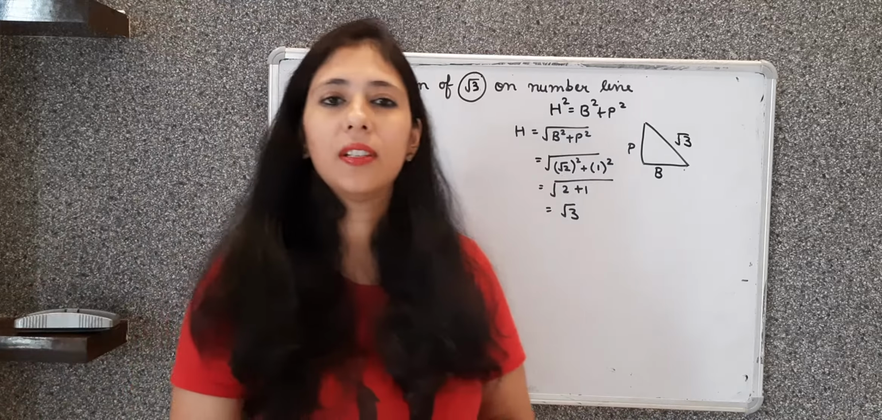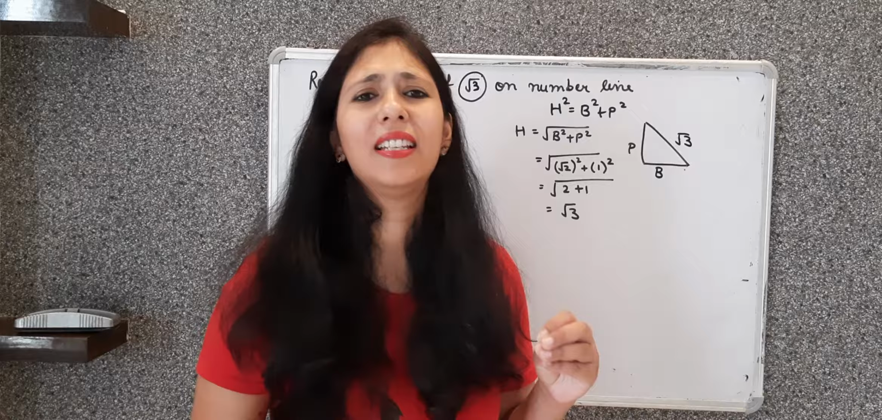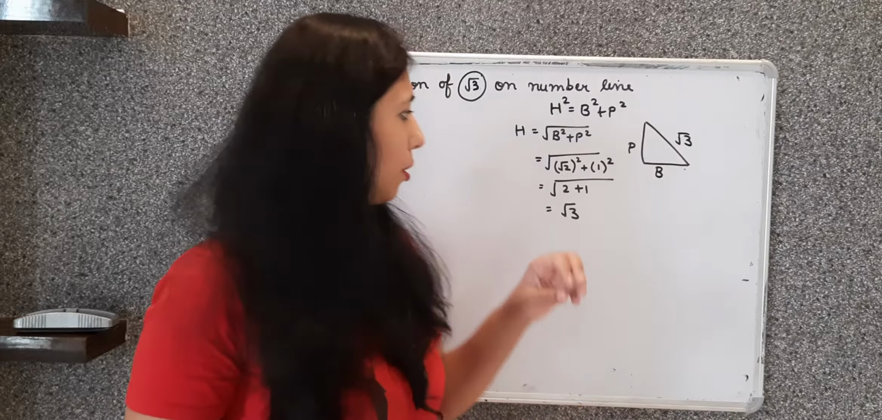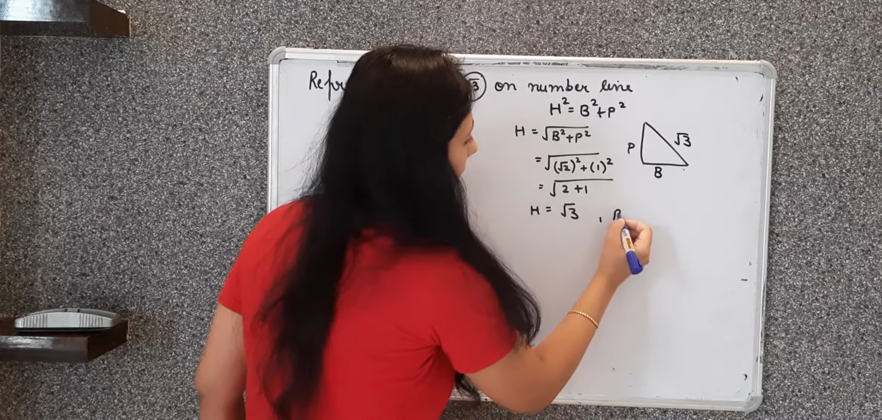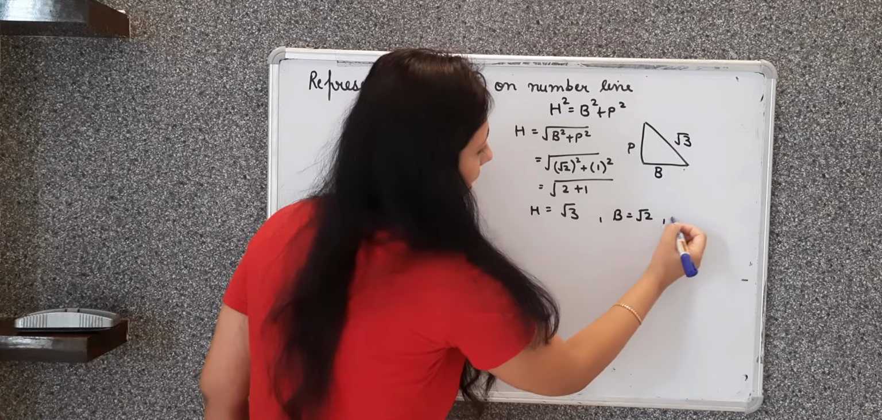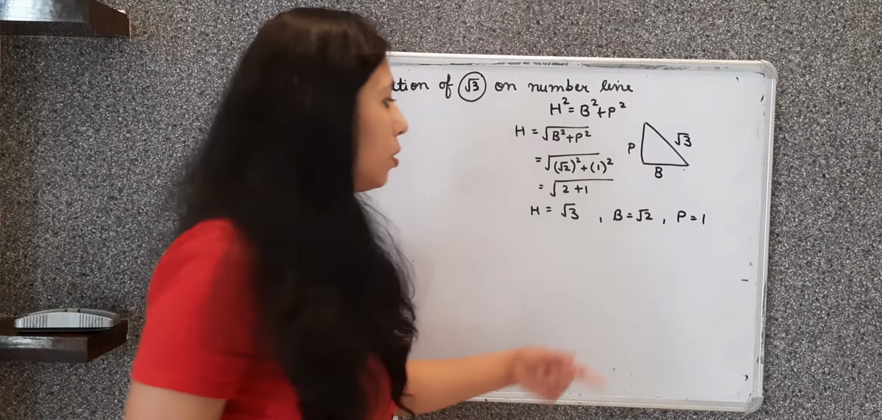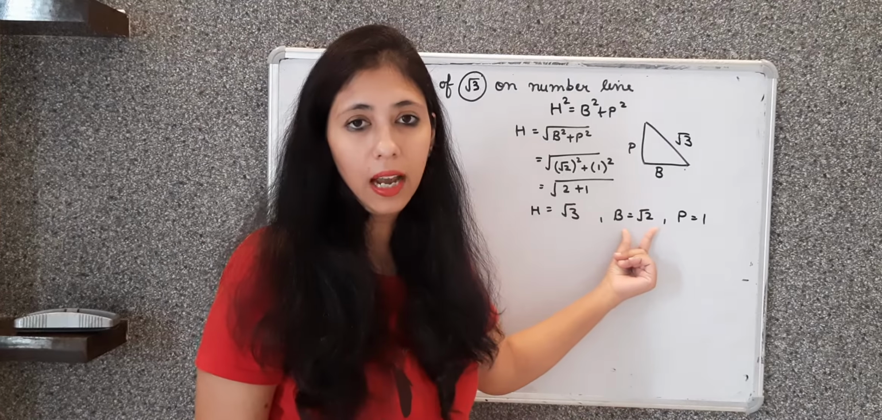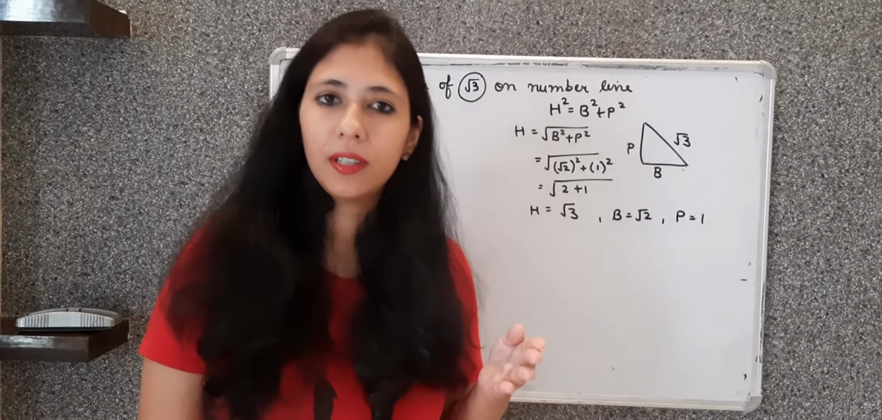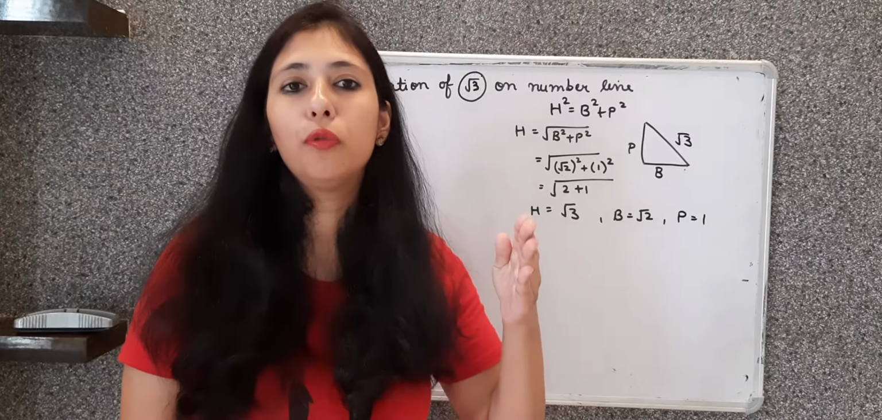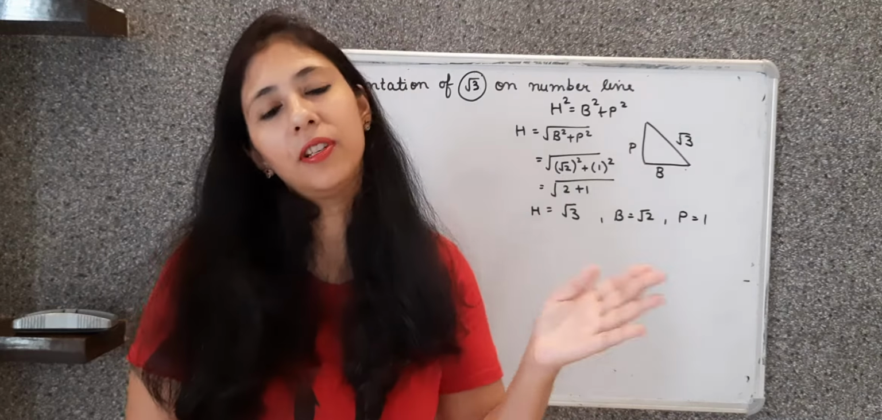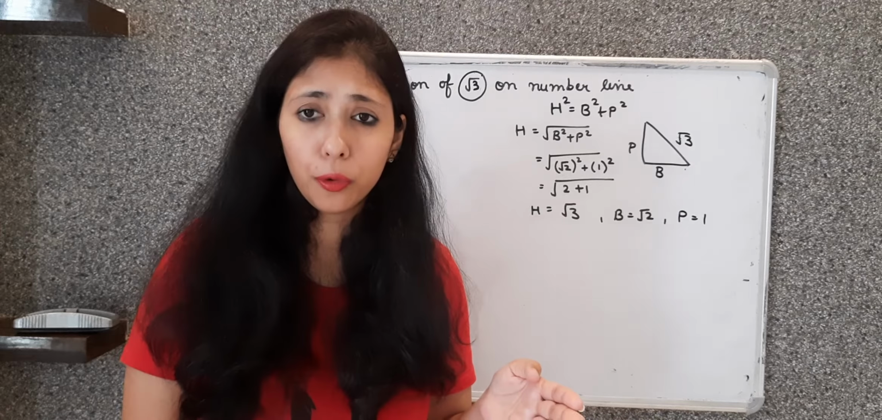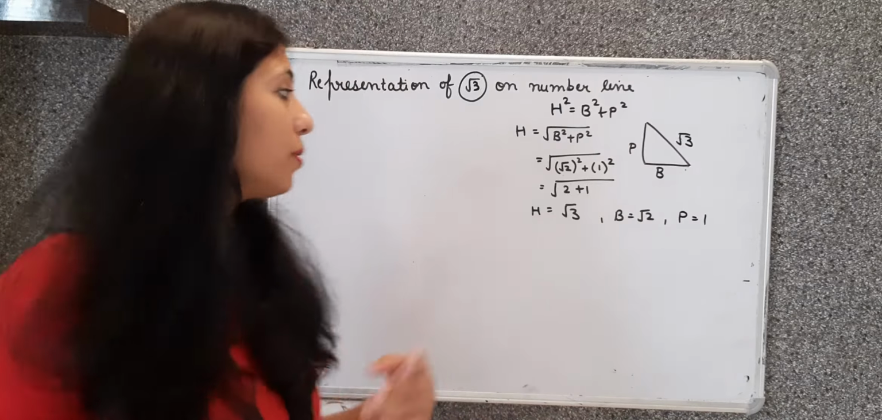This representation of root 3 is slightly difficult, because for the representation of root 3, I need my base as root 2 and perpendicular as 1. So root 2 base I need. So first of all, for representation of root 3, we need to firstly do the representation of root 2. After that we can do the representation of root 3. So it is actually a two-step process.